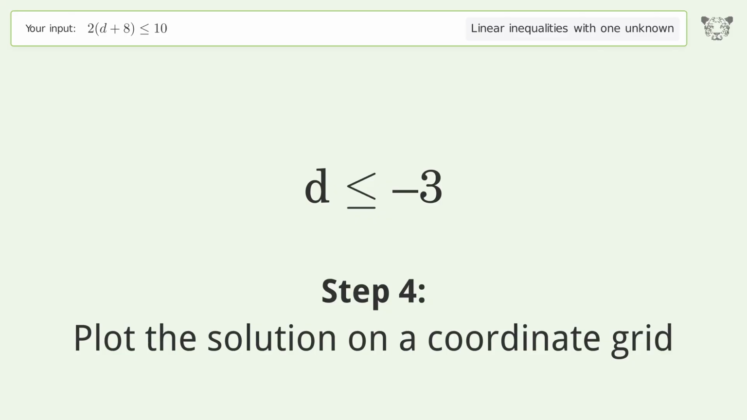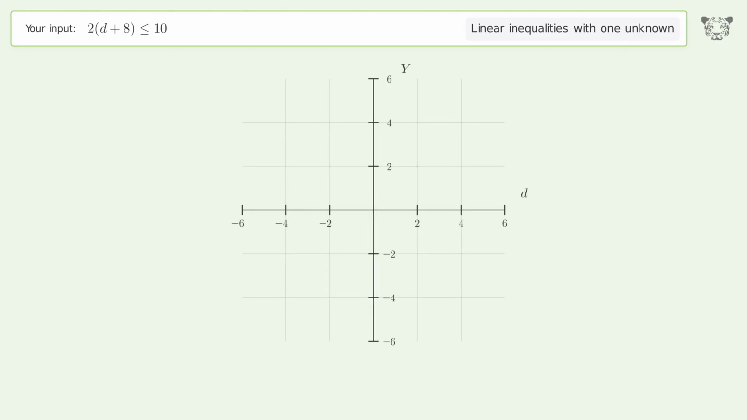Plot the solution on a coordinate grid. And so the final result is d equal or smaller than -3.